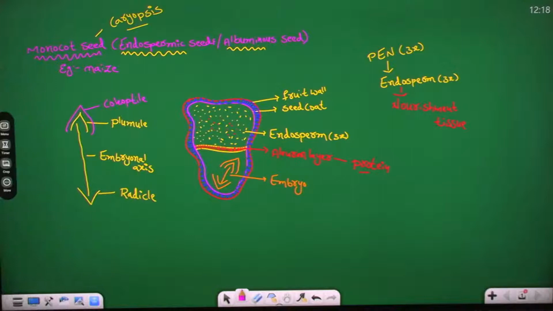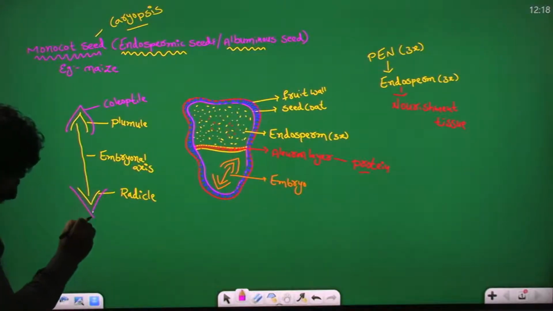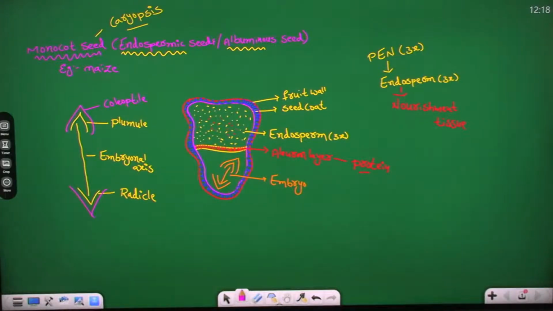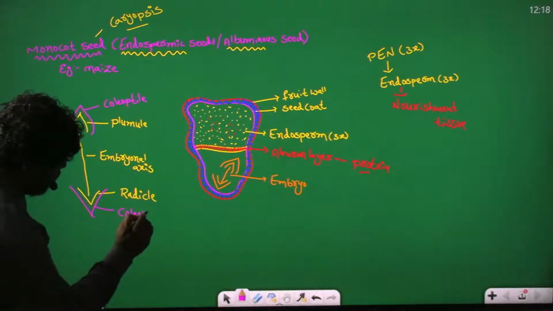Plumule is protected by one protective layer. That protective layer is called coleoptile. Like that, radicle is also protected by one protective layer. That protective layer is called coleorhiza.